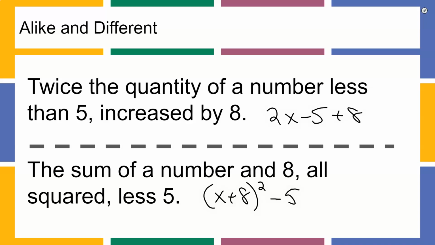So I'm going to fix this a little bit. You are on the right track. Twice the quantity means we're going to multiply 2 times everything it says. So we just need to set a parentheses. Right? So 2 and then parentheses x minus 5 plus 8.